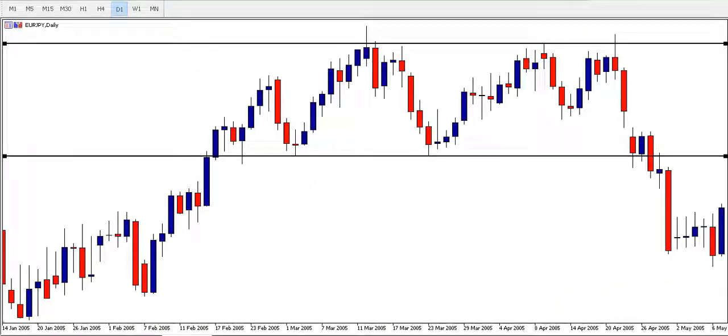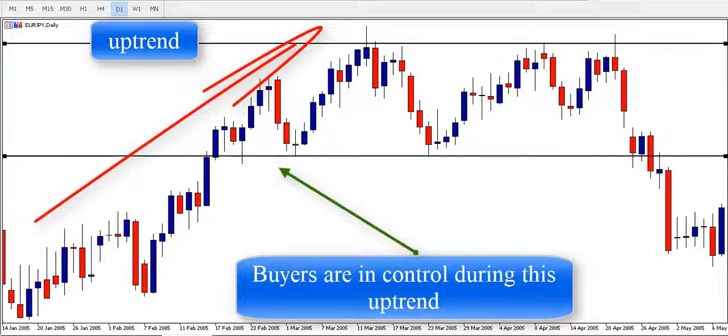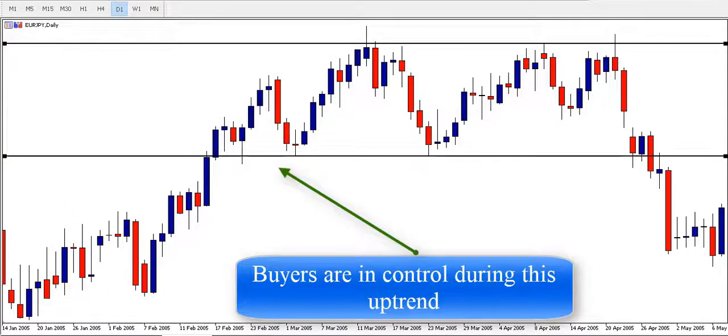As you can see in this chart, the market is trending up, making higher highs and higher lows. Right now, you know that buyers are in control of the market. Your ability to identify this uptrend will help you see who is in control of the market.